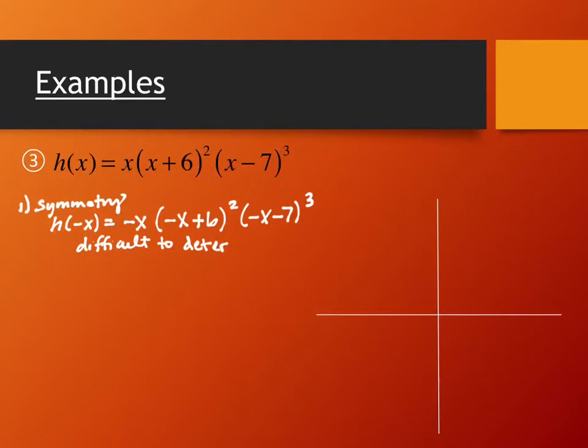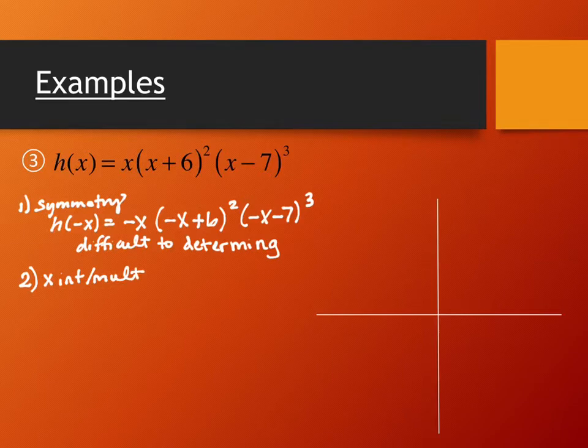In a moment, we'll see that it's really very clean without multiplying it out when we do our x-intercepts. So let's actually jump across to number 2. We'll go back and answer whether it has symmetry or not in a moment. Let's look at number 2, which is our x-intercepts and the multiplicities.